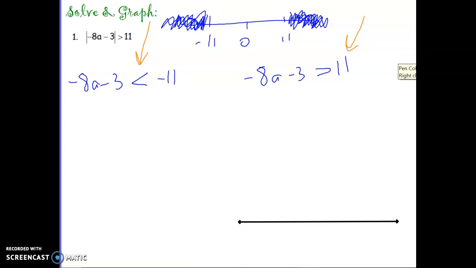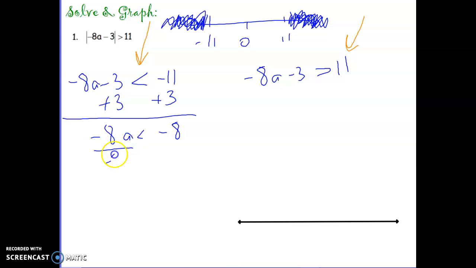Okay, let's solve this. So I'm going to add 3 on both sides here. Negative 8a is less than negative 8. Negative 11 plus 3 is negative 8. And I'm going to divide both sides by negative 8. All right, I divided by a negative. What do I have to remember to do? I have to remember to flip the inequality. A is greater than 1.